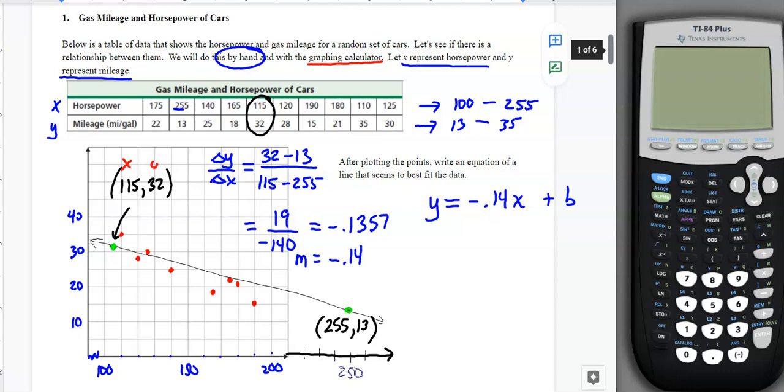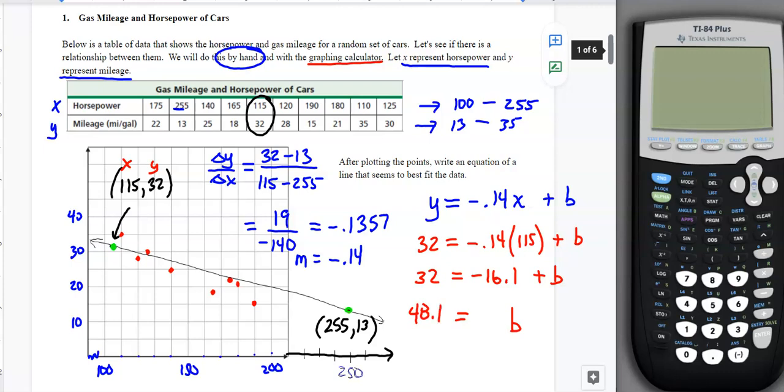Maybe I'm going to pick this x and this y to plug in there. So 32 equals negative 0.14 times 115. We don't know our y-intercept right now, so let's calculate it. So we have 32, and negative 0.14 times 115 is negative 16.1 plus b. Well, now to get b by itself, I'm going to add that 16.1 to both sides, and I get 48.1. So I think I have an equation now.